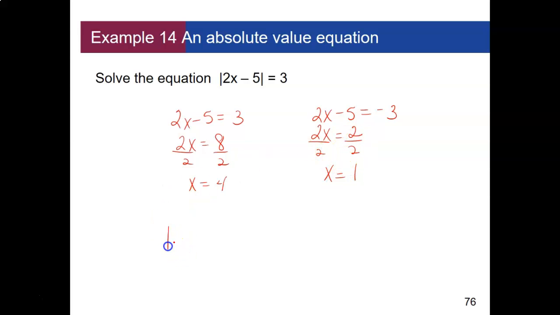Just a little helpful hint. You might see a problem that looks like this. Okay, so what's different here is there's a negative out in front. And if you think about it, the absolute value of anything is never going to be negative 5. So if you see one like that, that's going to be a no solution problem as your answer because there's nothing we can put in here that's going to make that equal a negative out here.